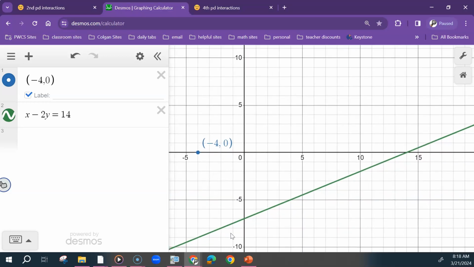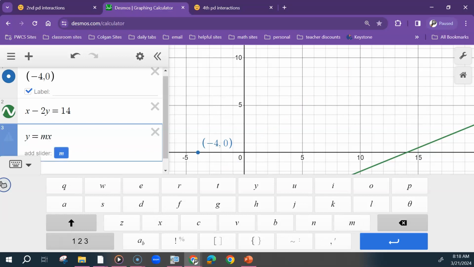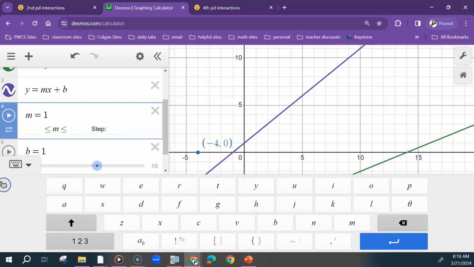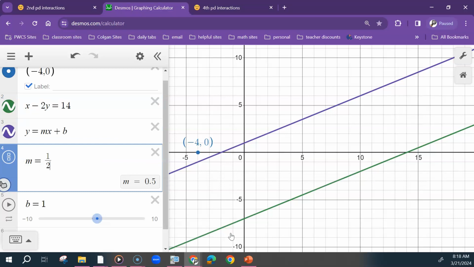And then on the given equation, I can find my slope by counting. So if I look at this y-intercept, this is going up 1, to the right 2. And I keep doing that. So my slope, since it's parallel, is going to be the same, 1/2. So I'm going to type in y equals mx plus b, add in all my sliders, change the slope to 1/2, and then move the b until it goes through that point.